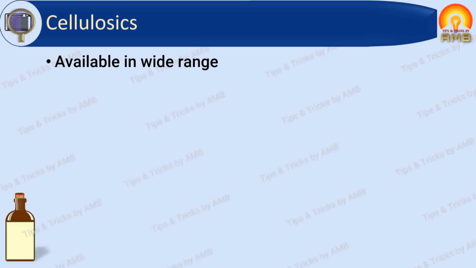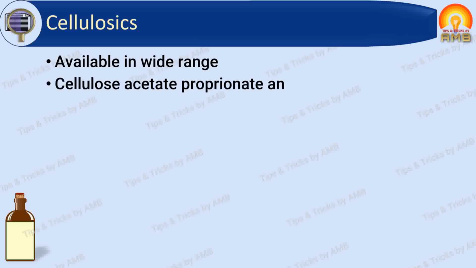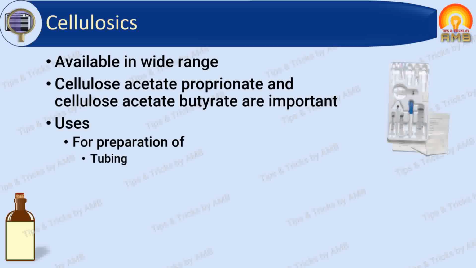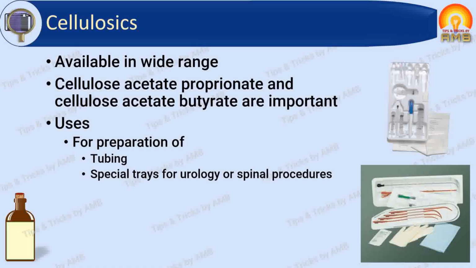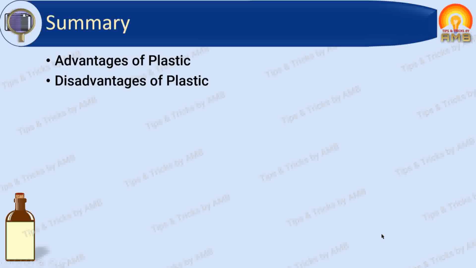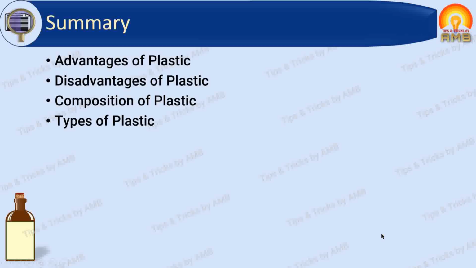These are available in a very wide range. Cellulose acetate propionate and cellulose acetate butyrate are important. These are used for preparation of tubings and special trays for urology or spinal procedures. Now it is time to summarize the session. In this video, we discussed the advantages, disadvantages, types and composition of plastics as a packaging material.